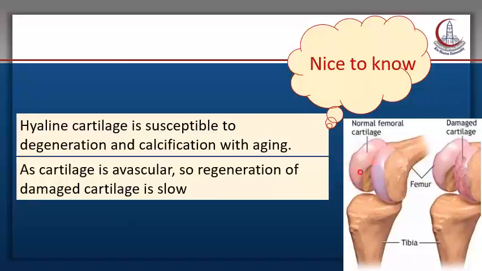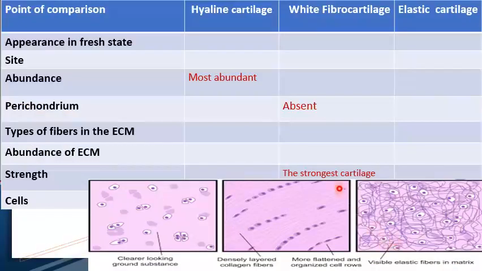We have to know that the hyaline cartilage is susceptible to degeneration and calcification with aging. But because this cartilage is avascular, healing and regeneration of damaged cartilage is always slow and is not complete. To compare between different types of cartilage, the appearance in fresh state of hyaline cartilage is glassy or bluish translucent. White fibrocartilage appears white, and elastic cartilage appears yellow in color.